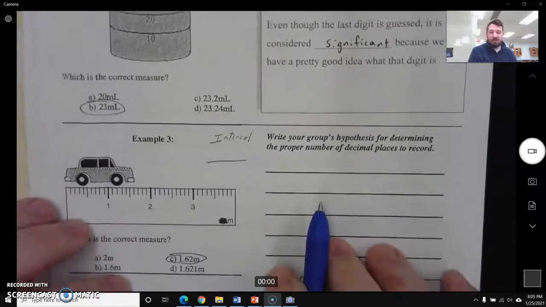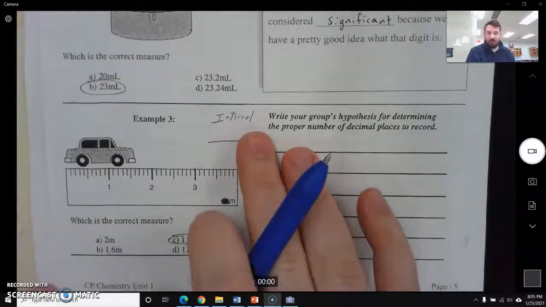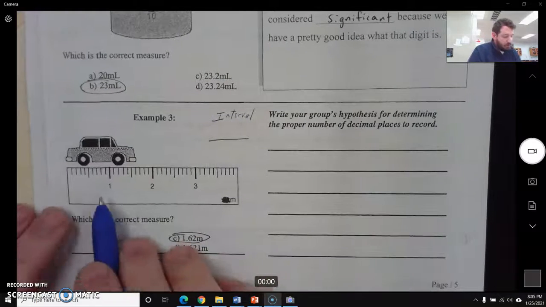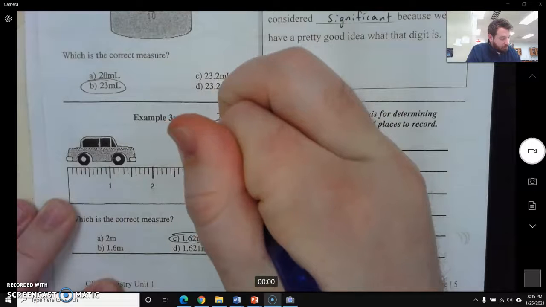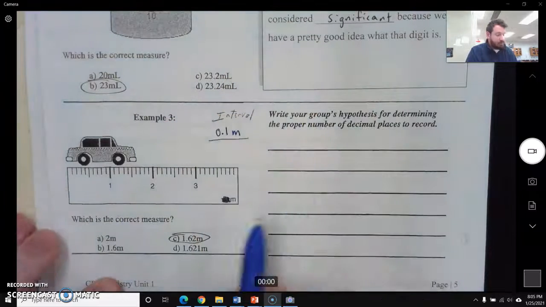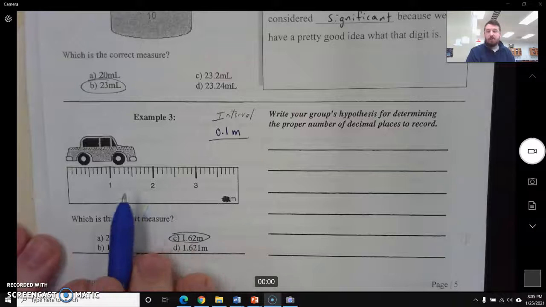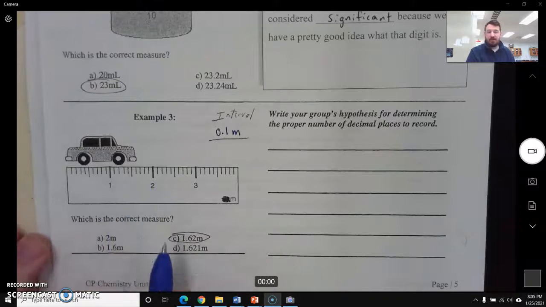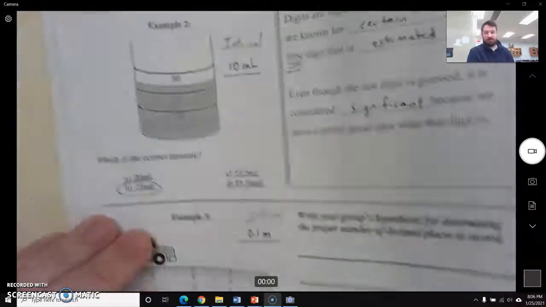And example number 3, why don't you take a second and write down what you think the interval is? Very good. So we are counting up our smallest markings by 0.1 meters. Even though the numbers are counting up by 1 meter, we're going by the smallest markings. So that's going to be 1/10 of a meter each time. All right, let's turn the page.